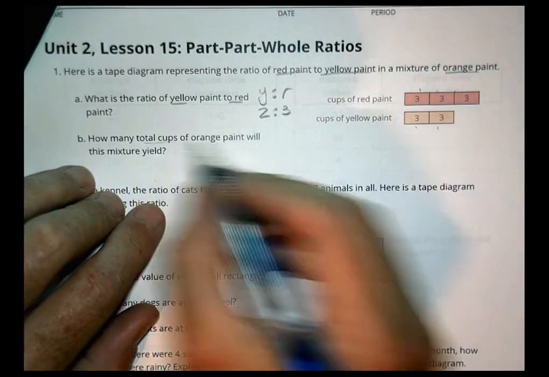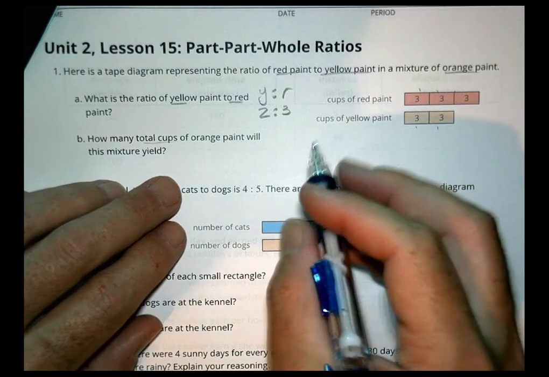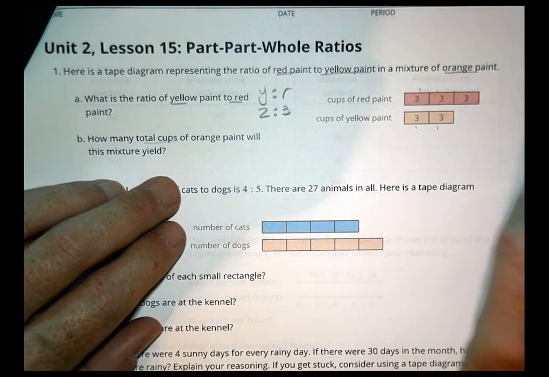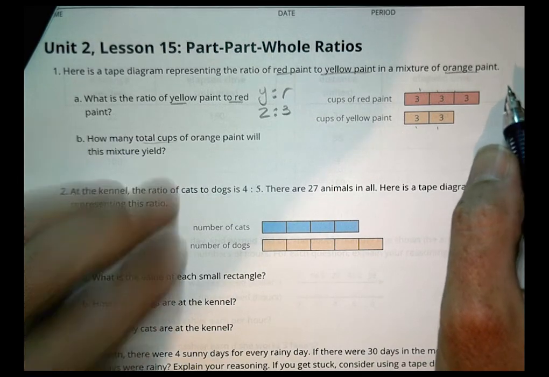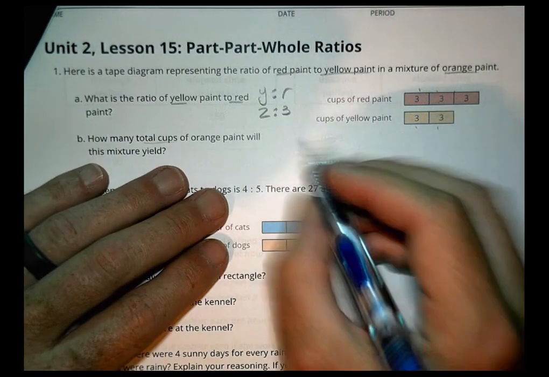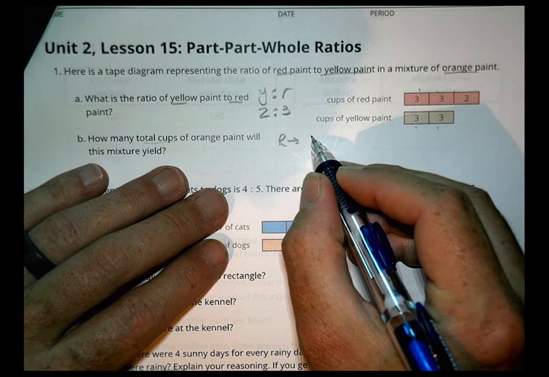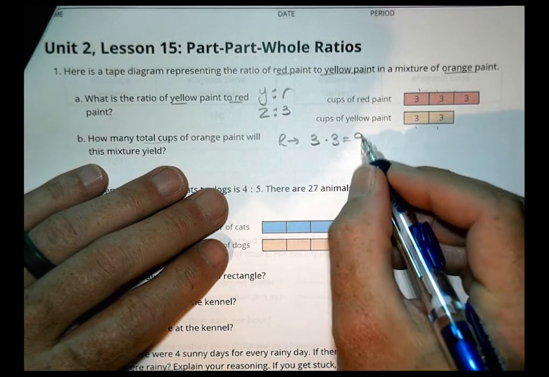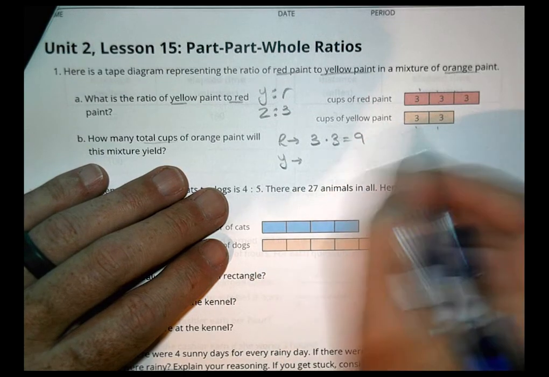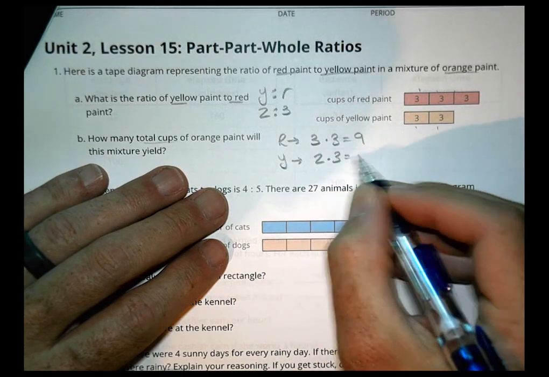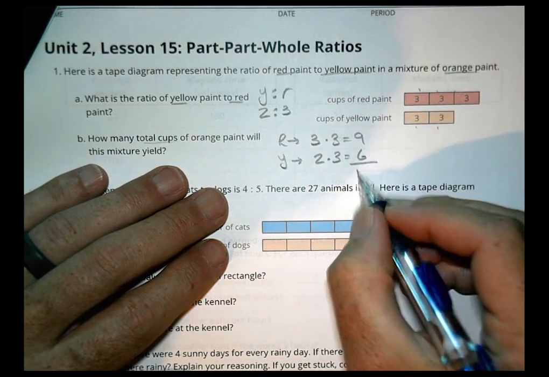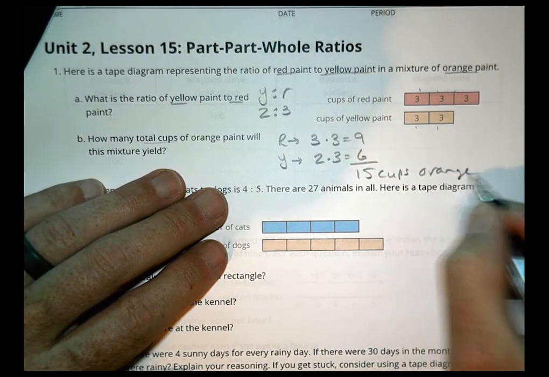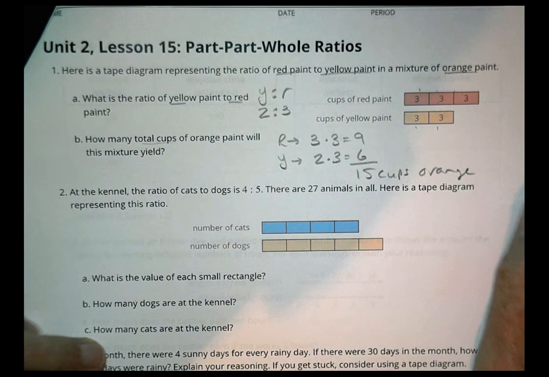How many total cups of orange paint will be in this mixture? Well, the total is not going to be 2 plus 3, because why? Every one of these squares stands for 3 cups, right? So for the red, I have 3 red times 3 cups each, that's 9. The yellow, I have 2 yellows times 3 cups each, which is going to be 6. So in total, we're going to have 15 cups of orange when it's all mixed up.